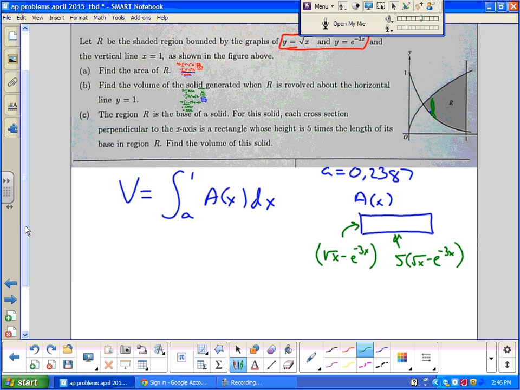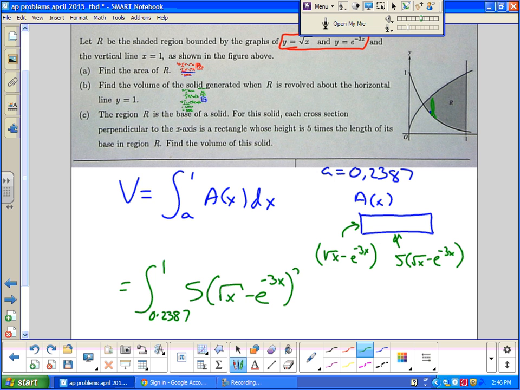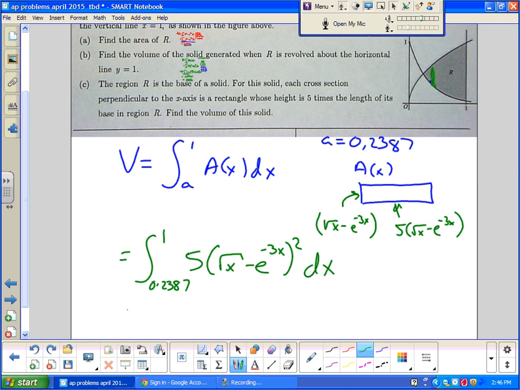So I'm only going to write one more integrand here. I'm going to write equals 0.2387 to 1, 5 times square root of x minus e to the negative 3x quantity squared, because it's this times that, dx. And I type it in my handy dandy TI, and I get 1.554.